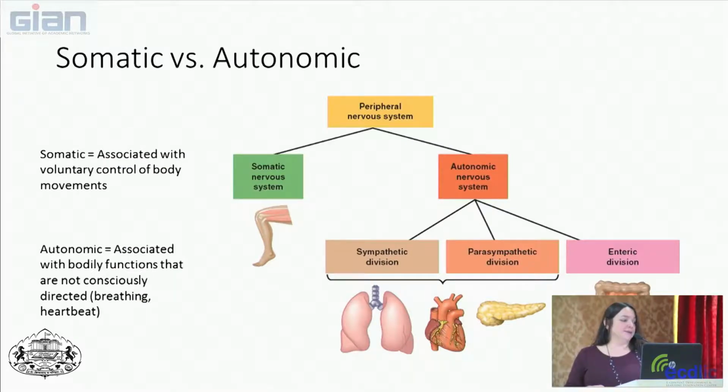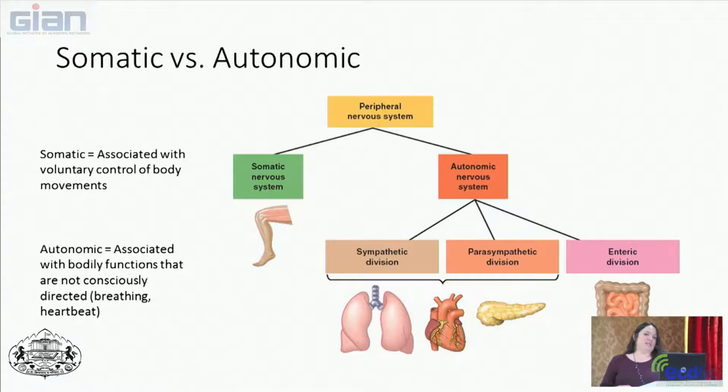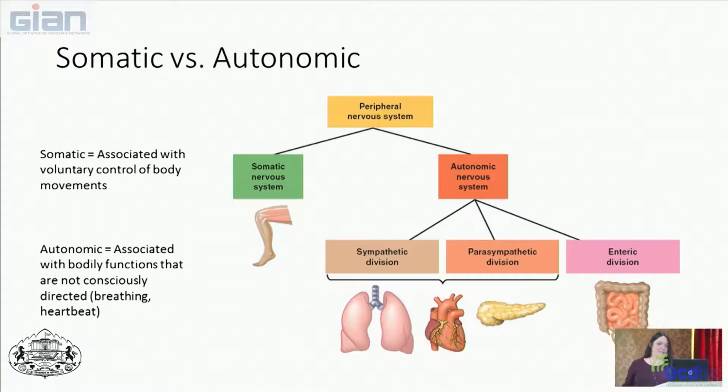So again, the somatic nervous system is associated with voluntary control of the body movements. So this includes the muscles and all the movements that we make, whereas the autonomic nervous system is associated basically with breathing, with your heart rate. These are the things that you don't have to attend to, but your brain is sort of attending to them for you. You don't have to attend to them consciously. Your brain is keeping these in check for you as we go throughout the day.